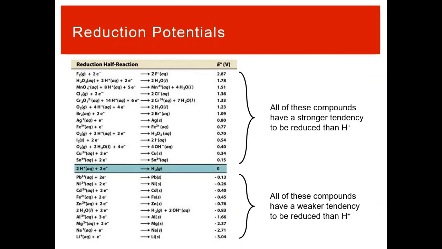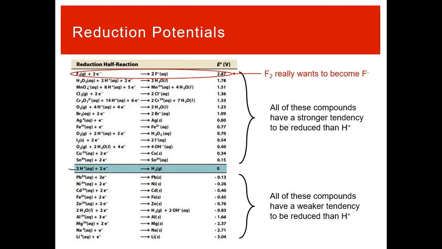So when we look at these numbers, again, positive implies a stronger tendency to happen. So everything here that has a positive number for the potential, all of those half reactions have a stronger tendency to occur as reduction than the hydrogen process. And then everything below it has a weaker tendency to occur. That doesn't mean they won't happen as reduction. These are all relative orderings. There are plenty of half reactions that are negative down there that could still happen as reduction as long as they're paired with something that's weaker.